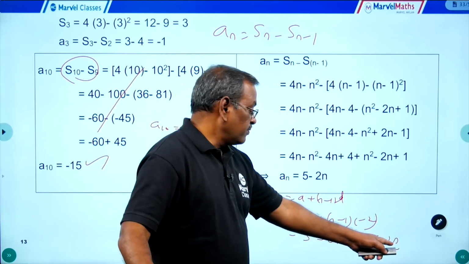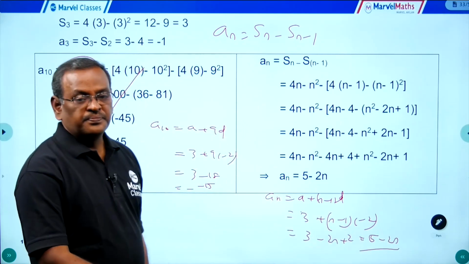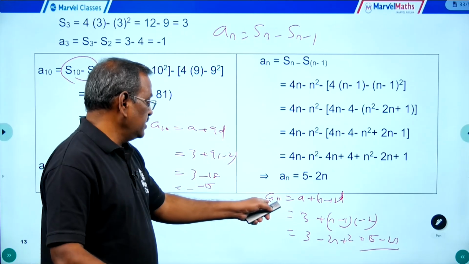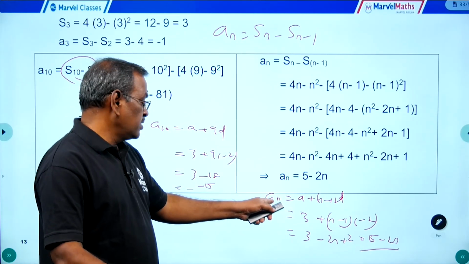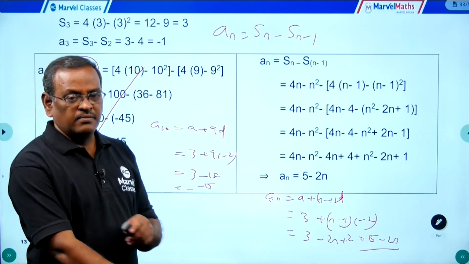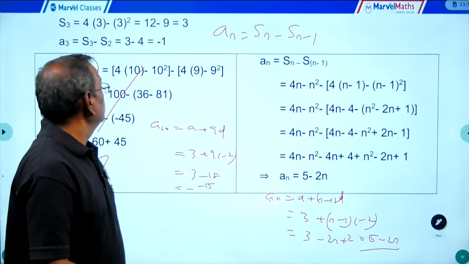Put n equal to 1. When n equal to 1, this value is 3. Yes, that is A1. So if you substitute n equal to 1, A1 equal to 3, and hence your answer is correct. So this is a basic sum with multiple subdivisions.